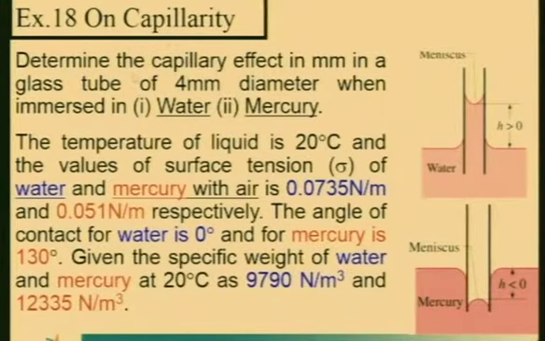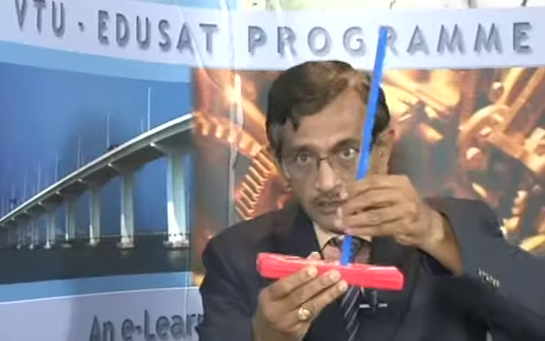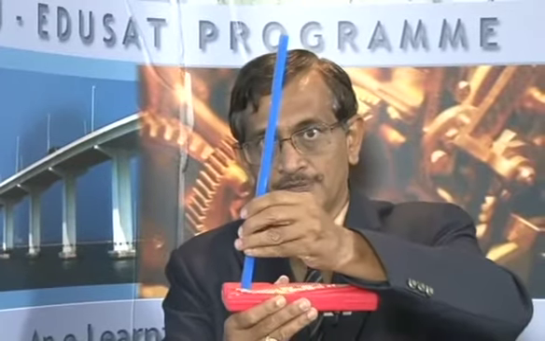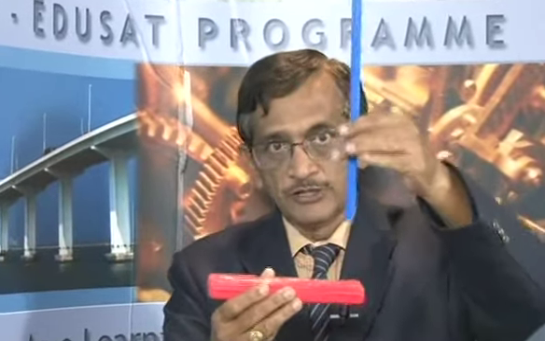This problem is slightly different. In this case, you can see here, determine the capillary effect in mm in a glass tube of 4 mm diameter when immersed first in water and next in mercury. It means I am taking a tube, first I am immersing it in water, then I am immersing it in mercury. First I am taking this capillary tube of 4 mm in water, what do you expect? You expect a rise, correct? But if you take mercury, what do you expect? You expect a drop. So, this is a good question in which they have asked you both the things together.